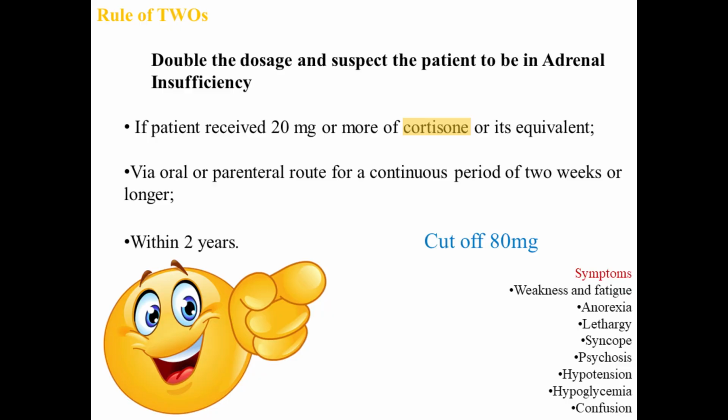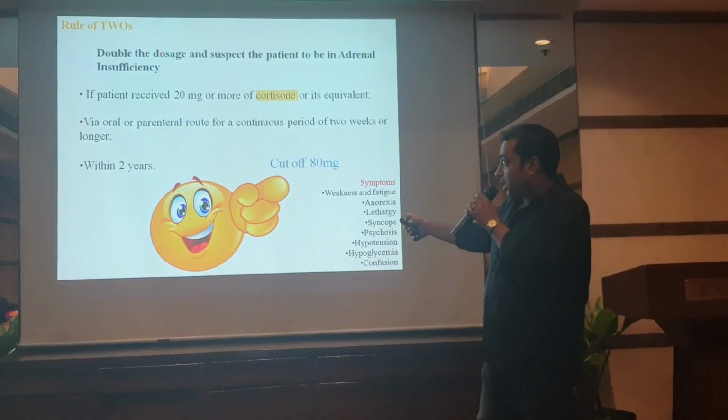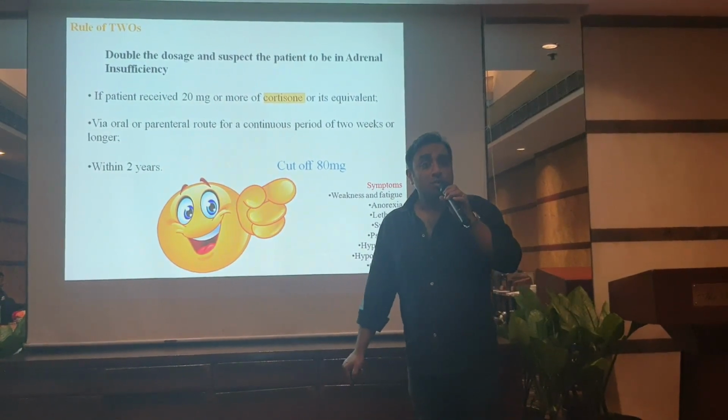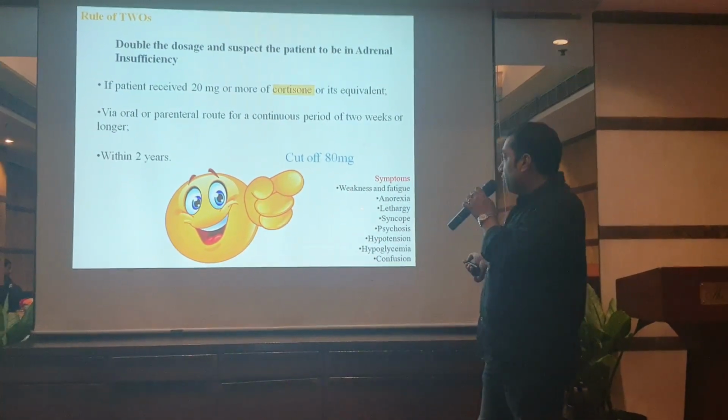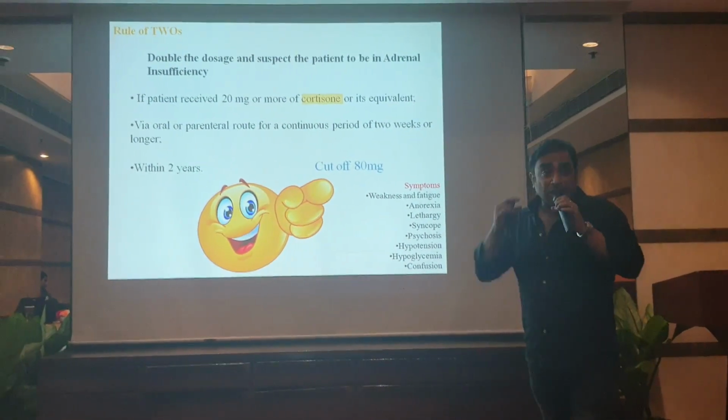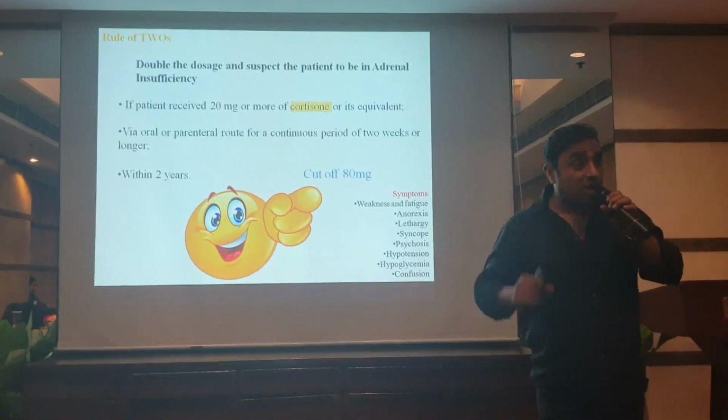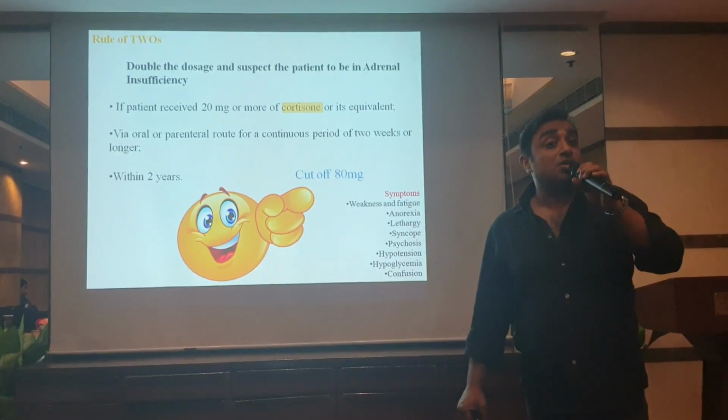For periods of 2 weeks, so 2 as in 20 milligram or more of cortisone, for a period of 2 weeks or longer, within the last 2 years. 20 or more, 2 weeks, 2 years. Double the dose. Rule of two. As simple as that. There is a cutoff of 80 milligram. That means you can keep on increasing, but you go only up to 80 milligram of cortisol or equivalent.